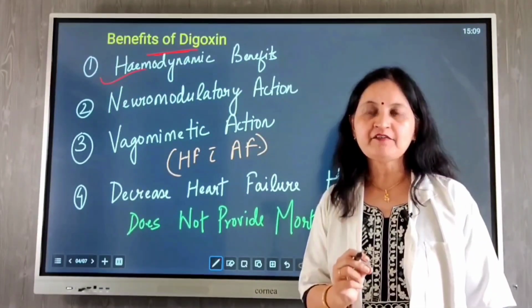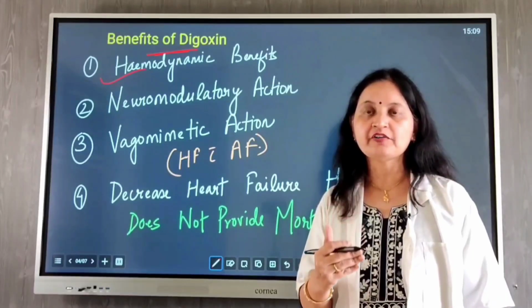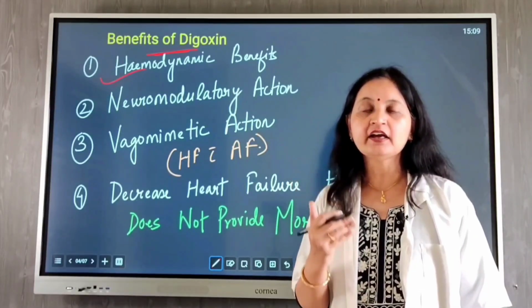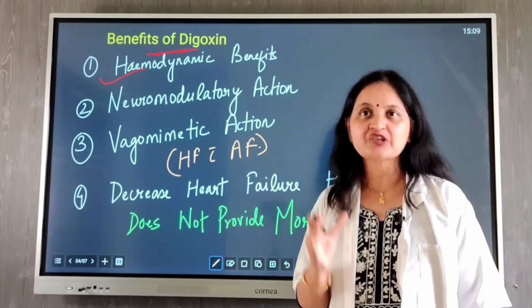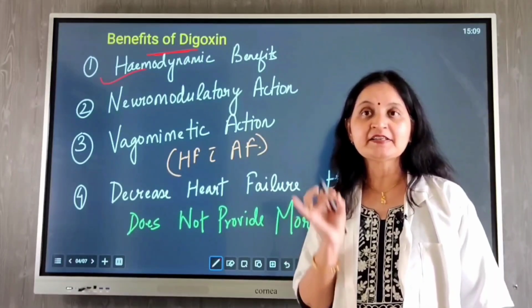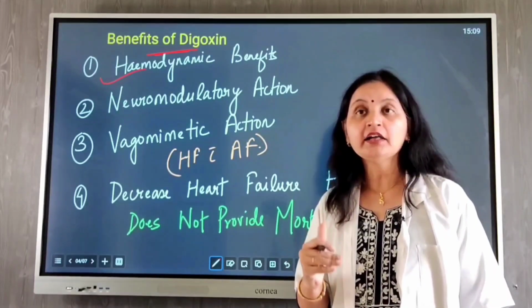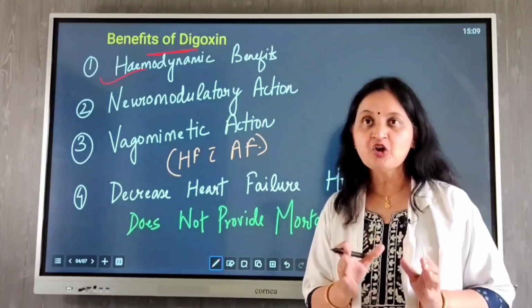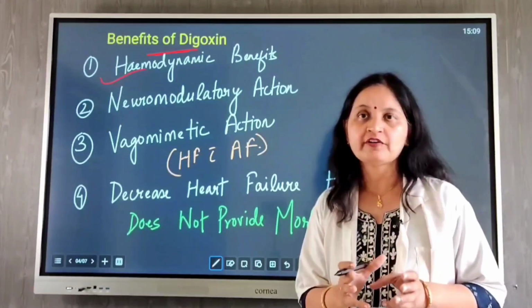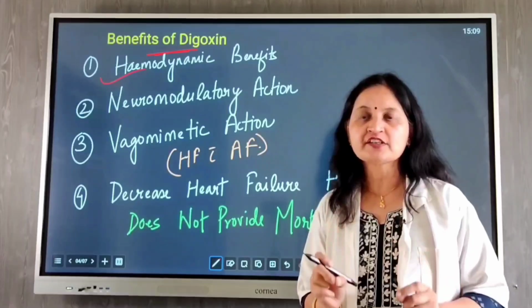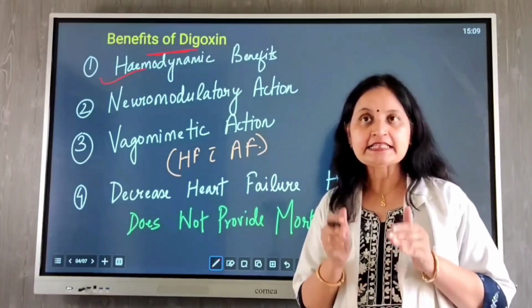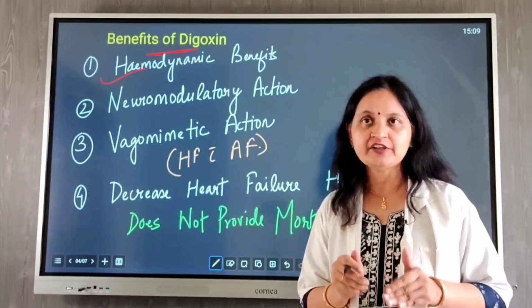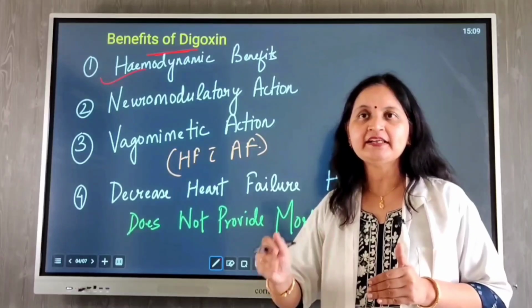Digoxin acts as a positive inotropic agent, increases the contractility, increases the cardiac output, and the ejection fraction increases. But here it is important to remember that unlike other inotropic agents such as catecholamines, digoxin increases the force of contraction, but the duration of systole is reduced. And since the duration of systole is reduced, the diastolic period increases.